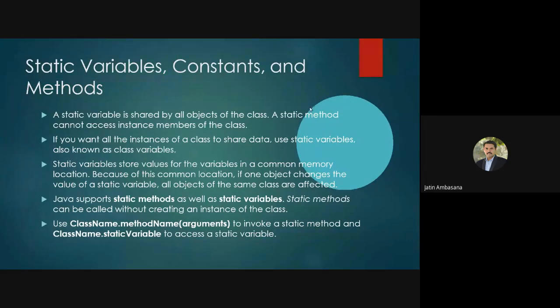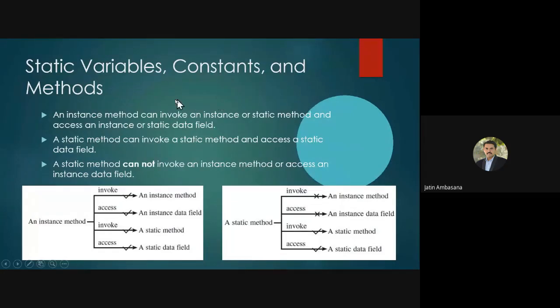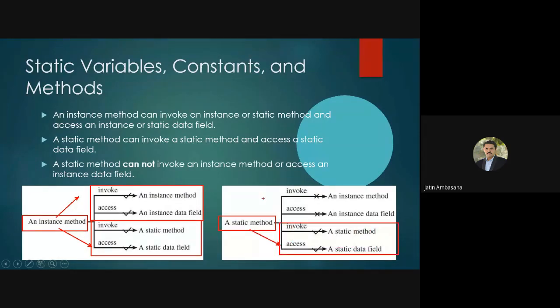We have seen that an instance method can access the static members of the class and also the instance members of the class. It can access both, right? Whereas a static method can only access static members. It cannot access the instance members. That we have seen till now, right?